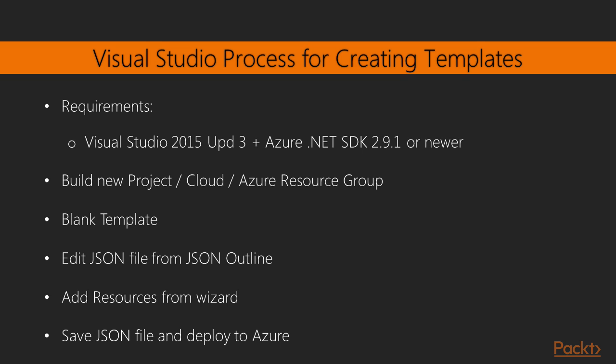From within Visual Studio, it starts from building a new project, selecting cloud, and then selecting an Azure resource group. Within that wizard, you decide to go from a blank template, since we want to start an ARM template from scratch, and then editing the JSON file out of the JSON outline. But then it's nothing else than adding a required resource from an easy-to-use wizard, saving the JSON file and deploying it from Azure. Now, instead of talking about it, I'm just going to show you how easy it is by walking into the next demo and then creating a customized template.